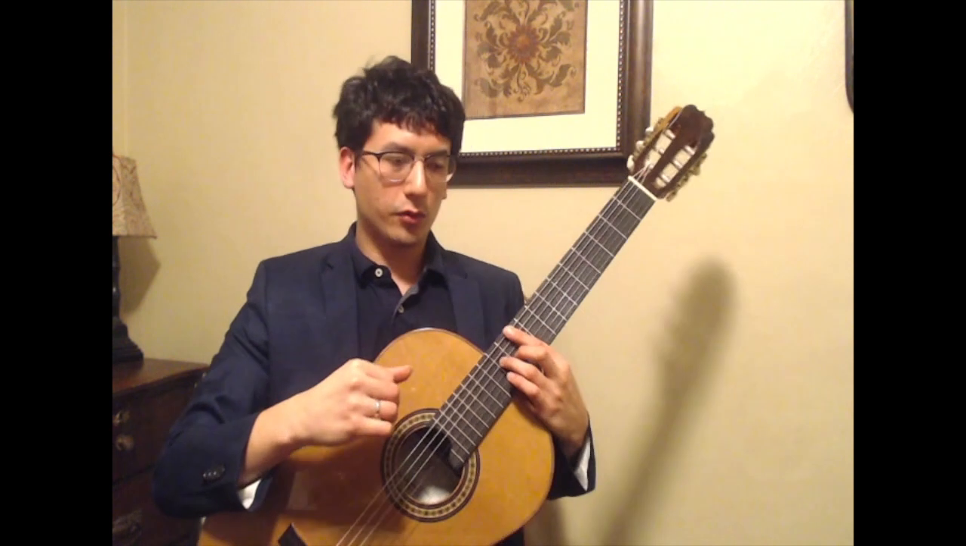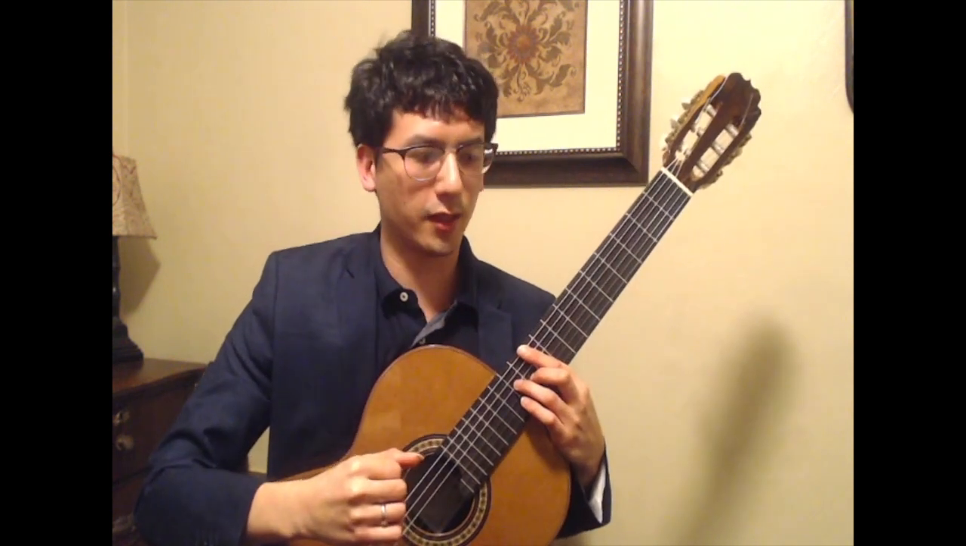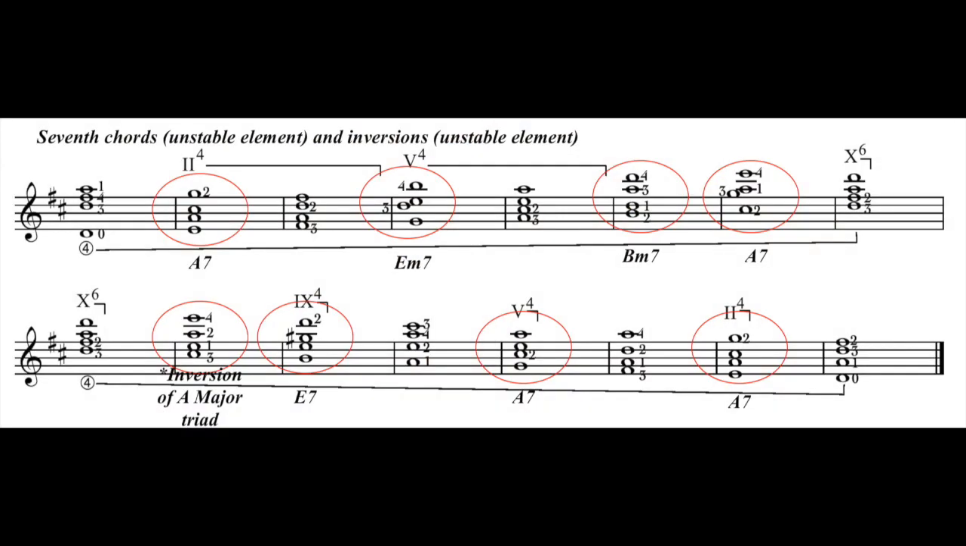Now on the way down, the harmonization is slightly varied. So we have a stable tonic chord in root position, unstable, unstable, and then resolution on the 5th, unstable, part resolution, unstable, and then full resolution.